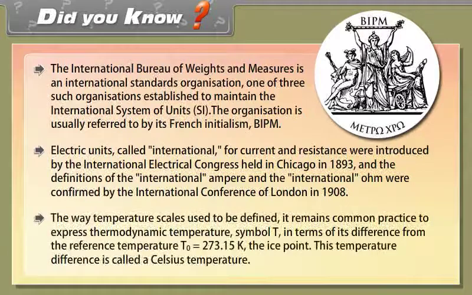The way temperature scales used to be defined, it remains common practice to express thermodynamic temperature, called T, in terms of its difference from the reference temperature T0 = 273.15 Kelvin, the ice point. This temperature difference is called a Celsius temperature.